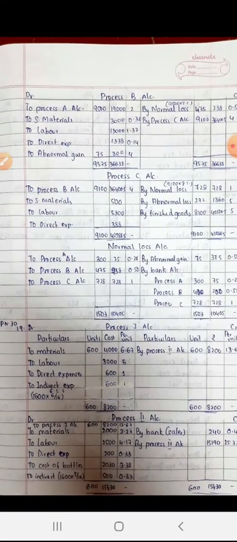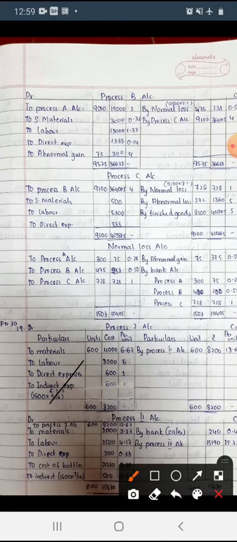See, first we have to prepare the process A account. Under that, materials, right? 4000. The units is how much? See, the 600 gross bottles is the units. So here material is 4000, units 600, and the labor 3000, direct expenses 600, and indirect expenses total 1600 on the basis of the labor, means 6 is to 5 is to 5, is 600. Then you just transfer to the process 2 account. There is no normal loss, there is no abnormal loss.